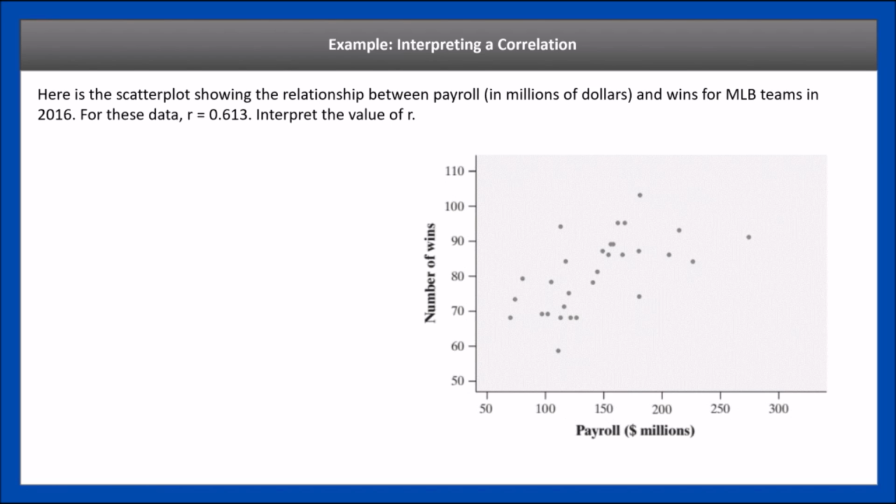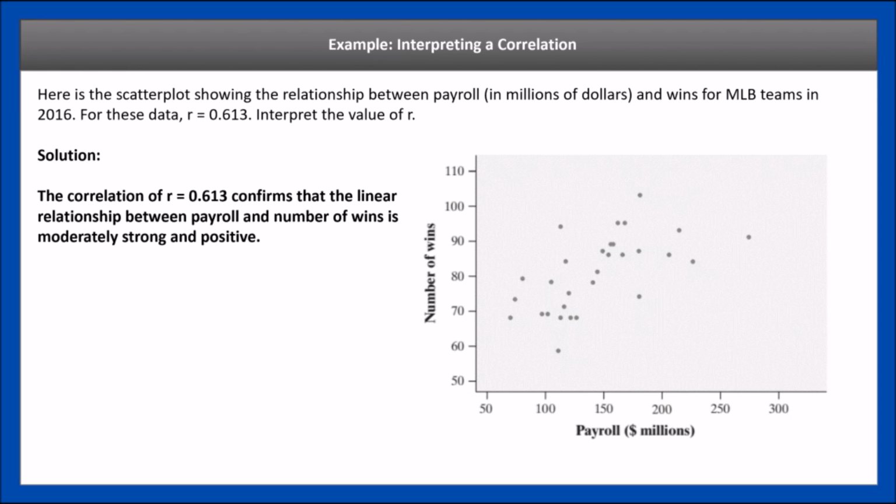So let's interpret it. What R tells you is the strength and the direction. Here, we're going to say the correlation confirms we have a linear relationship between payroll and wins that is moderately strong and positive. 0.6 is around moderate. Once you get to 0.8 or 0.9, we would consider that pretty strong. So it gives you an idea of what we could consider moderate versus strong. And then weak is going to be 0.4, 0.3, 0.2. Those are considered weak, and so on and so forth. It's just to give you an idea.